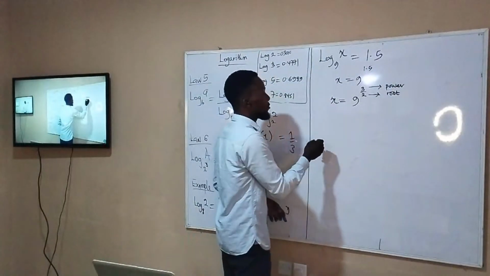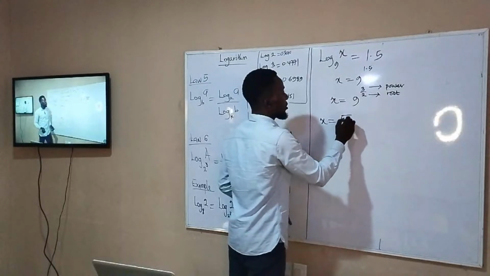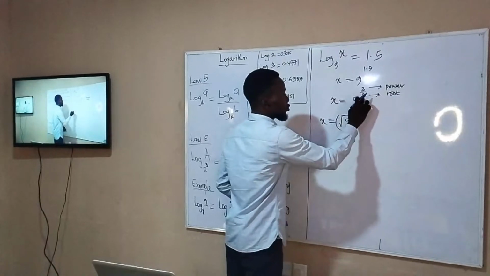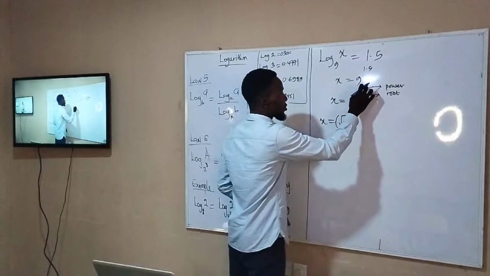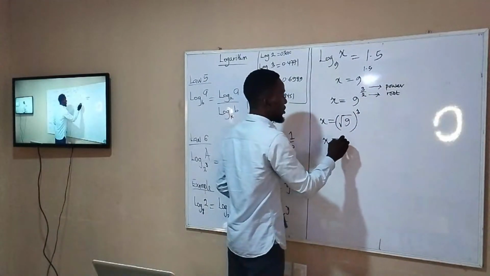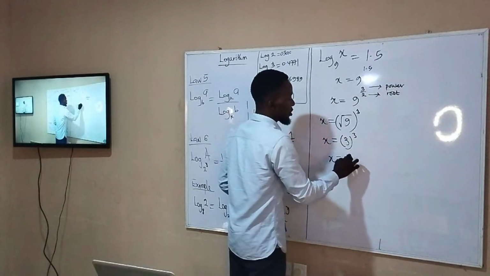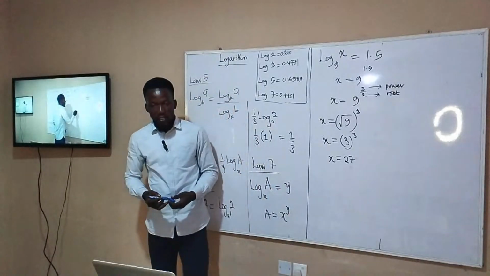So what we are going to have here is that we are going to say x equals square root of 9, right? Square root of 9 raised to power what? Raised to power 3. So square root of 9 is what? Is 3 raised to power 3. And x equals 27. Is that taken?